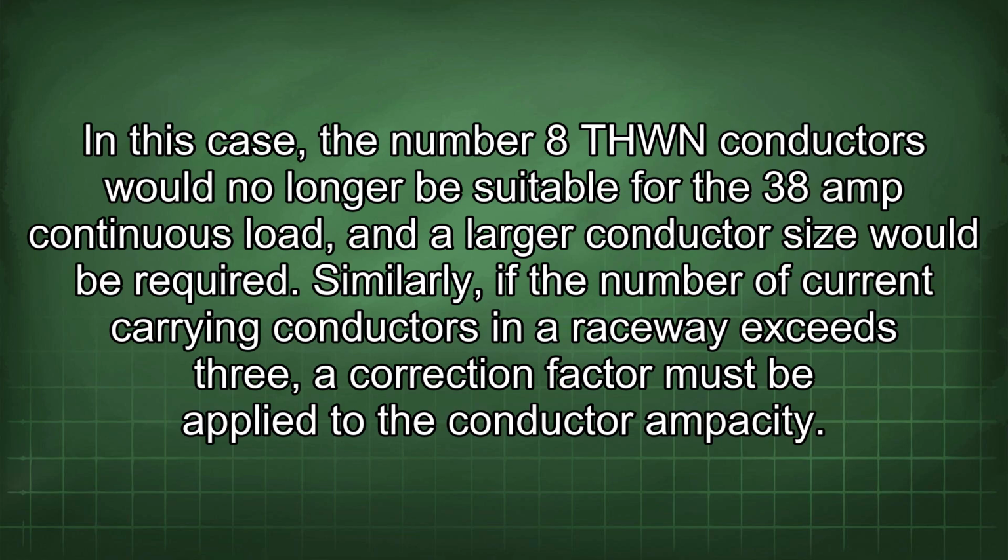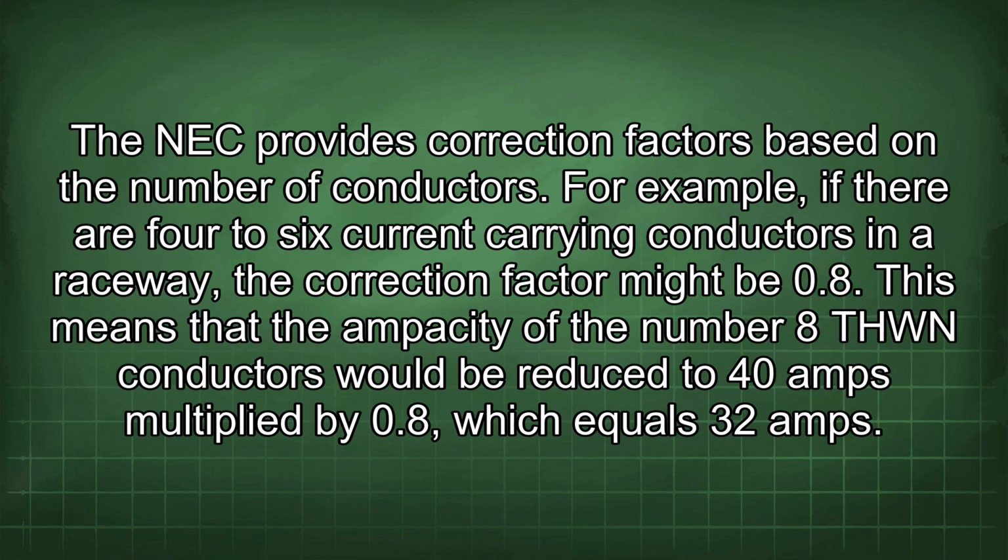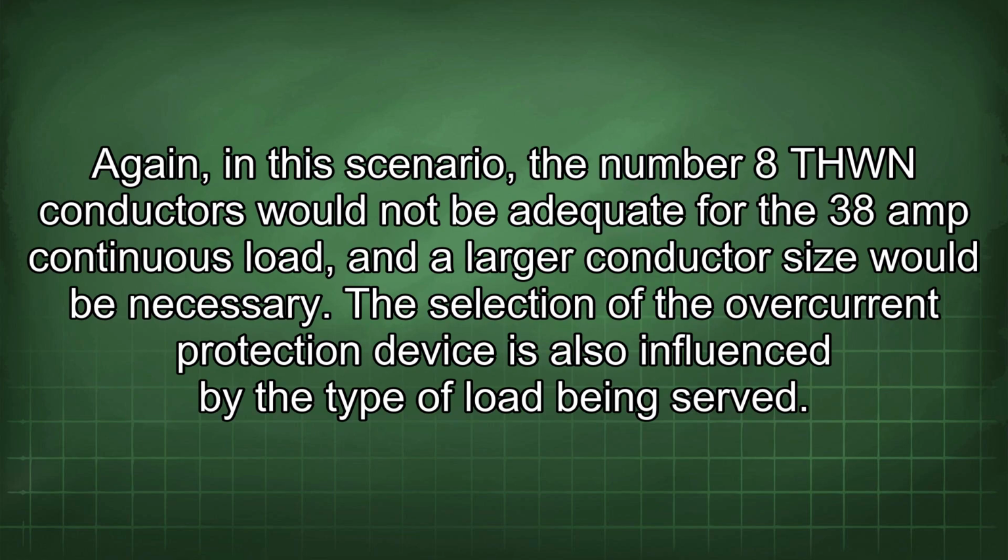Similarly, if the number of current carrying conductors in a raceway exceeds 3, a correction factor must be applied to the conductor ampacity. The NEC provides correction factors based on the number of conductors. For example, if there are 4 to 6 current carrying conductors in a raceway, the correction factor might be 0.8. This means that the ampacity of the number 8 THWN conductors would be reduced to 40 amps multiplied by 0.8, which equals 32 amps. Again, in this scenario, the number 8 THWN conductors would not be adequate for the 38 amp continuous load, and a larger conductor size would be necessary.